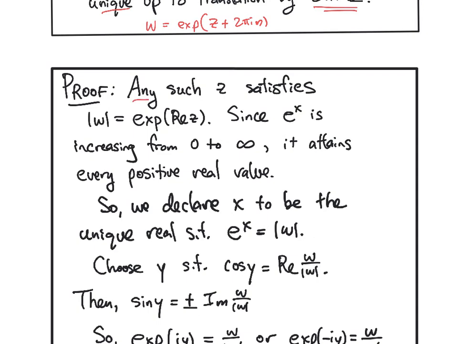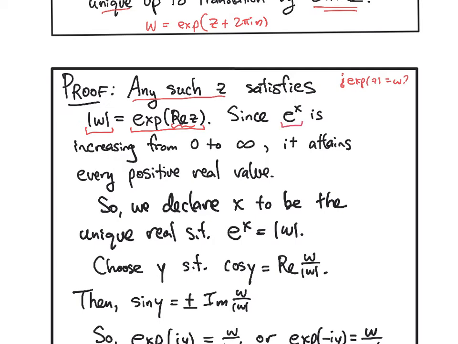Let's first try to solve for the correct z that does what we want. So we're given w and we're trying to find a z so that exp of z equals w. Can we do it? So the first thing to look at is that if we had a z, then the modulus of w would equal exp of the real part of z. And so the first thing is we can figure out what the real part of z is.